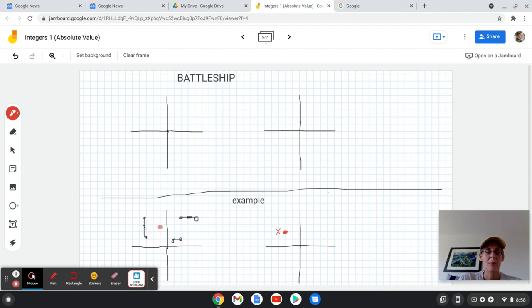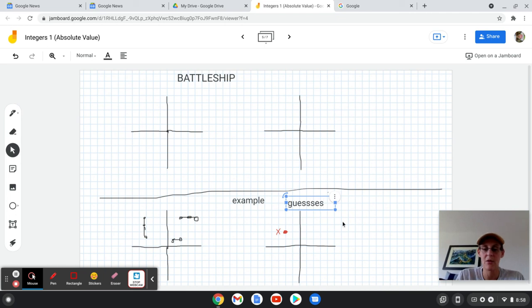Okay. It has to be within this 5 by 5 coordinate plane. So again, you're going to put your ships over here on the left, and then you're going to mark your guesses over here. These are your guesses. You don't mark your partner's guesses. They mark their own guesses. So these are the guesses, and then this is where you go draw your ships.